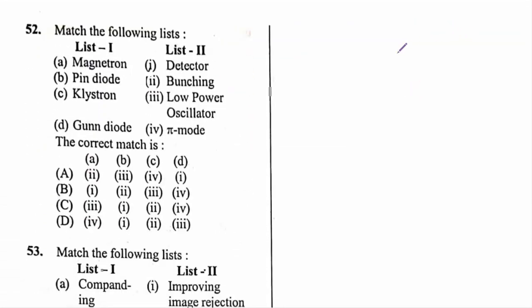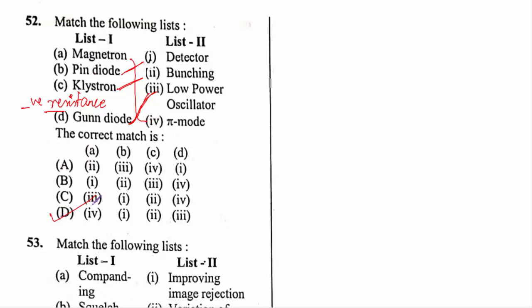52nd question. Magnetron operates in the pi mode. The PIN diode is a detector. Klystron is for bunching and Gunn diode is for a low power oscillator. In the case of the Gunn diode, it will have negative resistance. Even the tunnel diode will have negative resistance, so you will have the oscillations. Based on this, I will get option D as the correct choice.